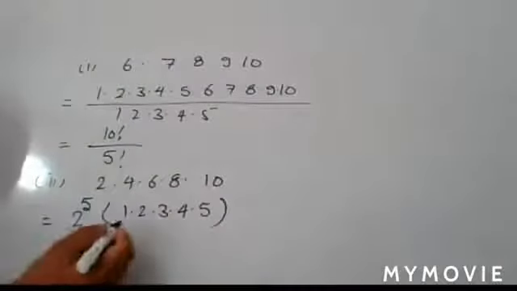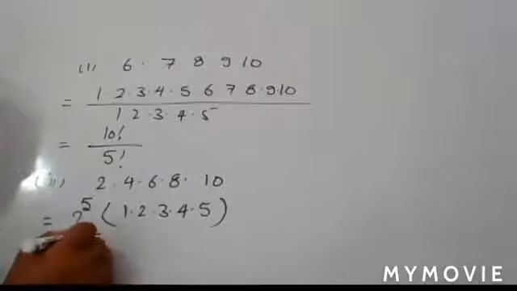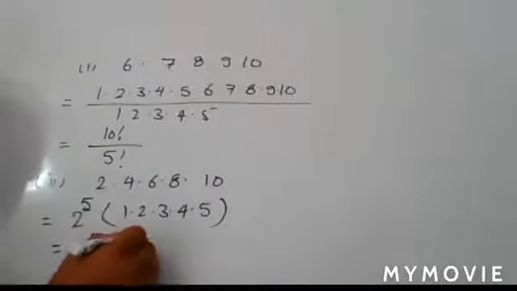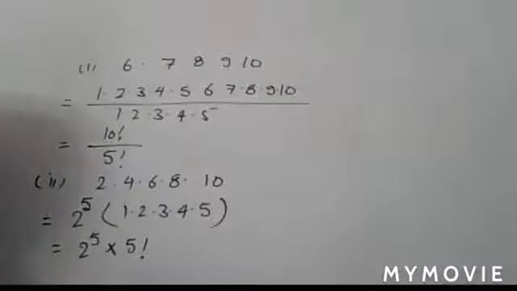So that can be written as factorial 5. So you write 2 to the power 5 into factorial 5. That is your answer, in the form of factorial. Okay? Note it.